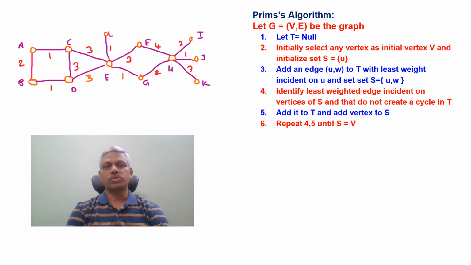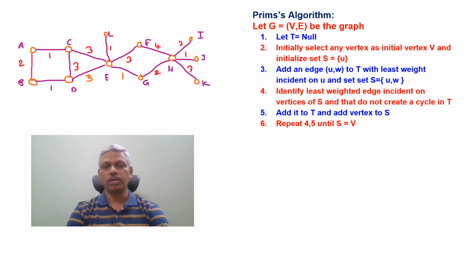When it comes to the algorithm, we start with the graph G = (V, E), and we initiate a tree T equal to null initially, and select any vertex as a starting vertex. Let us select U as a starting vertex here. Initialize the set S as the singleton U, and on U there may be several edges incident, but we need to select the least weighted edge that is incident on U. So let us assume that UW is the least weighted edge among edges incident on U. Then add that edge to the tree and add this vertex W to S.